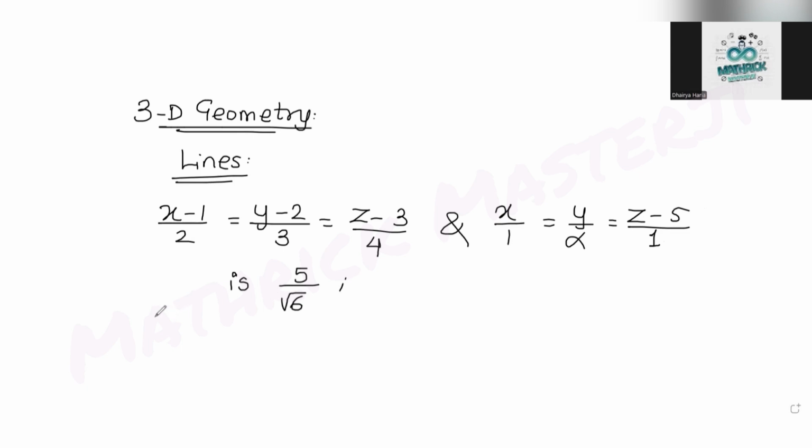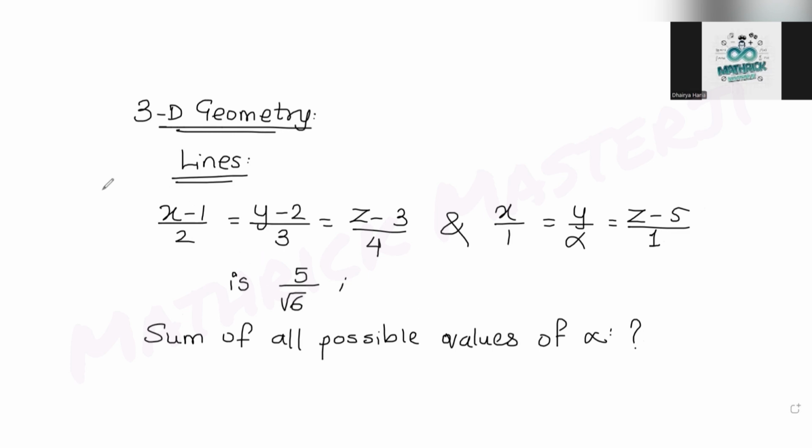The question is asking us to figure out the sum of all possible values of alpha. That is the question asked. The answer choices are: A is 3 over 2, B is 3, C is minus 3, D is minus 3 over 2. We need to figure out which one of the answer choices is correct.